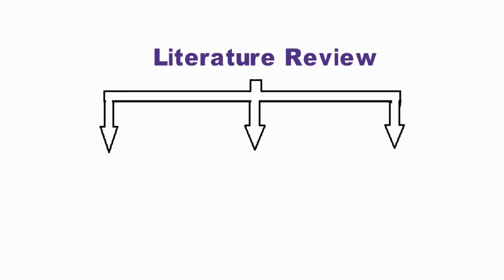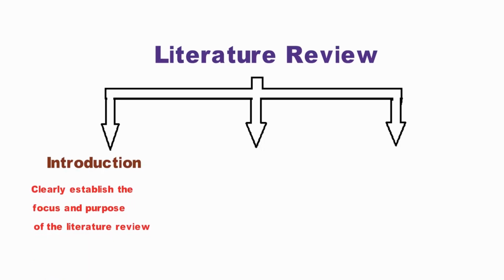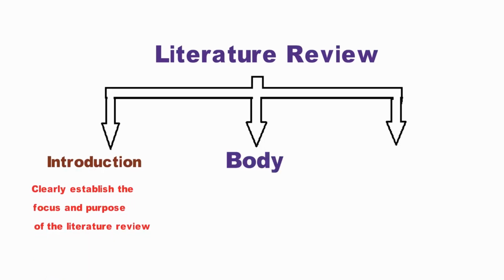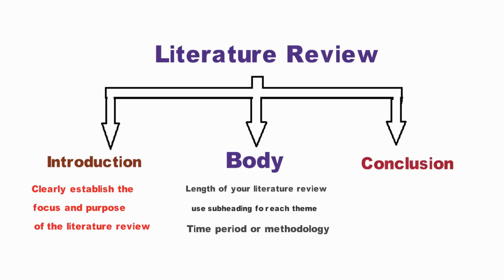1. Introduction. The introduction should clearly establish the focus and purpose of the literature review. 2. Body. Depending on the length of your literature review, you might want to divide the body into subsections. You can use a subheading for each theme, time period, or methodological approach. 3. Conclusion. In the conclusion, you should summarize the key findings you have taken from the literature and emphasize their significance.